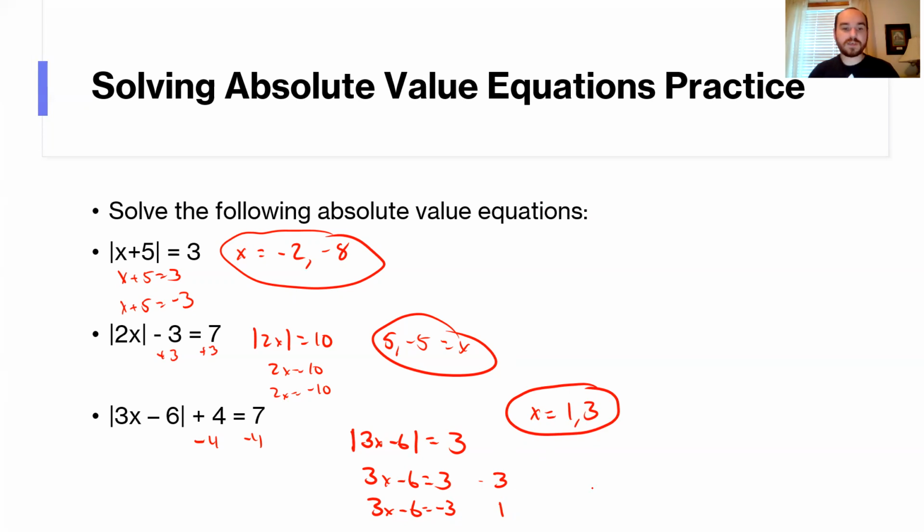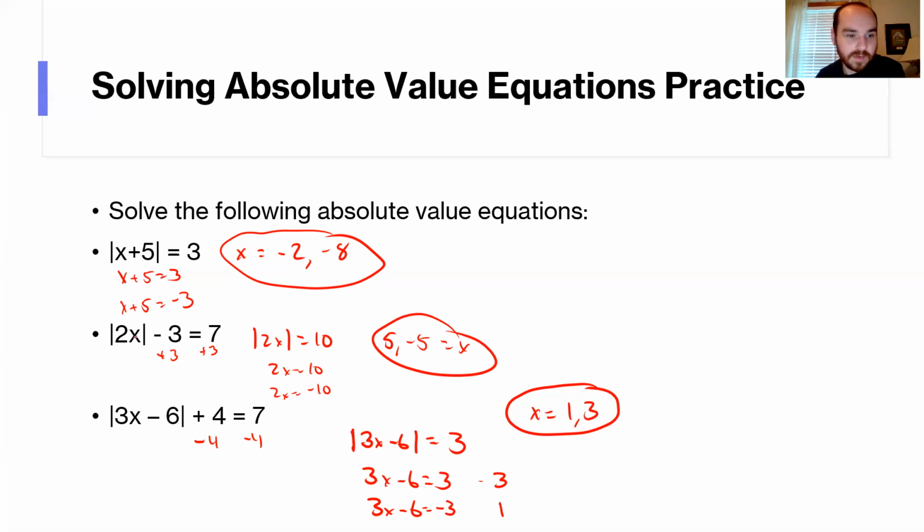All right, hopefully that isn't too terribly difficult for you guys. You can always plug these values back into your equation to double check your answers. So if I plug 1 back in, I get 3 minus 6, that's negative 3. Absolute value of that is 3, 3 plus 4 is 7.